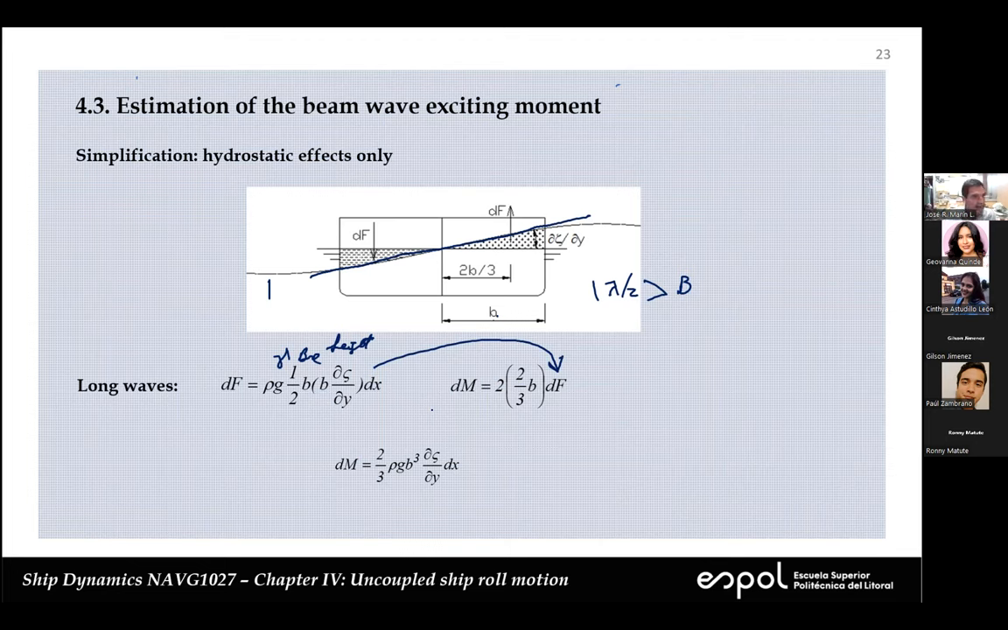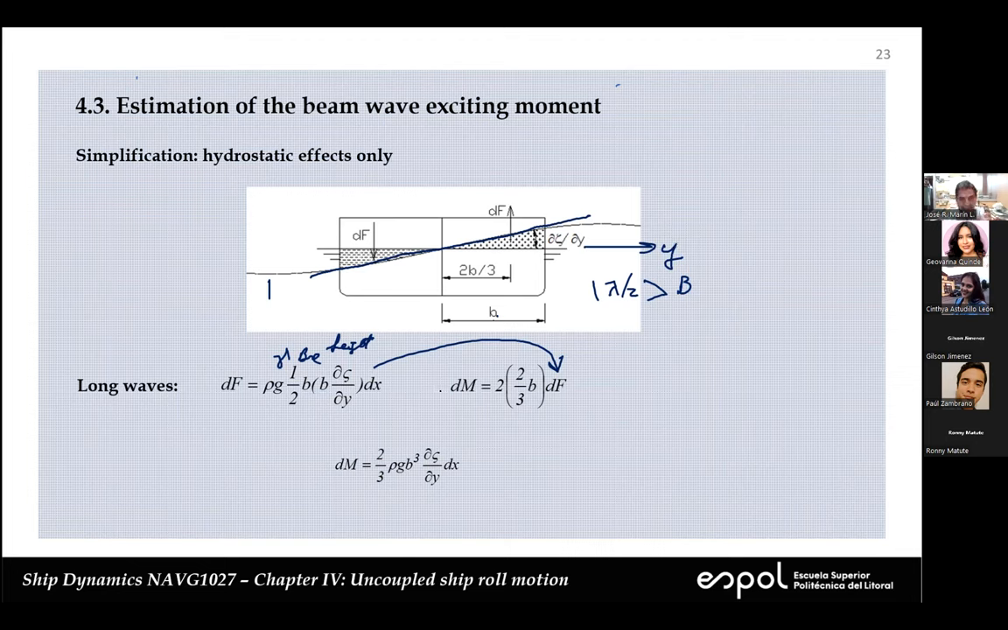Simple, very simple. And of course here, we have to be careful because the Y points in that direction. You see that this is the Y in the ship, but the ship can move in many directions with respect to the wave system. So we have to be careful with that, and that's the topic of the next slide.